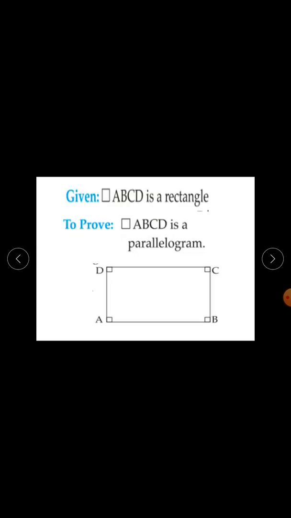So what is given? One quadrilateral ABCD is given. It is a rectangle. What you have to prove? You have to prove that this quadrilateral ABCD is a parallelogram.